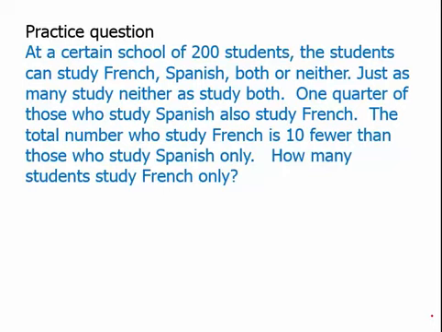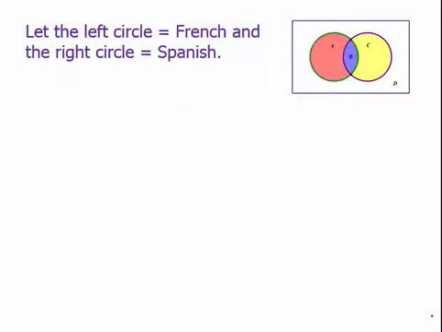Okay, so French and Spanish. Let the left circle equal French and the right circle equal Spanish. Unfortunately, I needed a lot of room to work out the algebra on this problem, so I had to go to a slide that didn't have the text of the question on it. But if you look under this video, you should see the text of the question printed, and so you can refer to that as I'm talking about this if you want to read along with me.